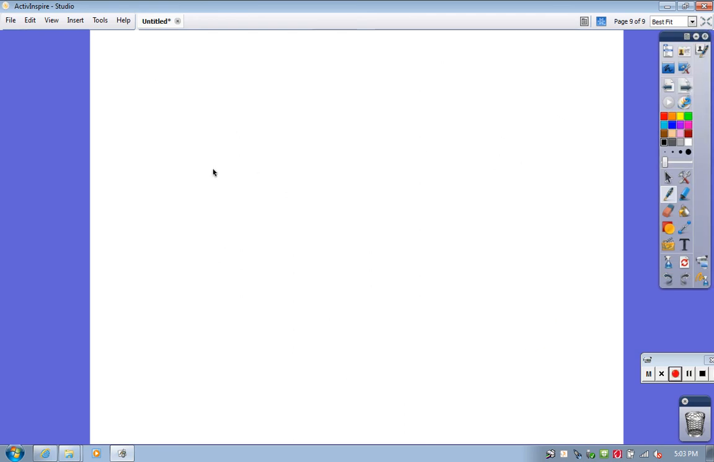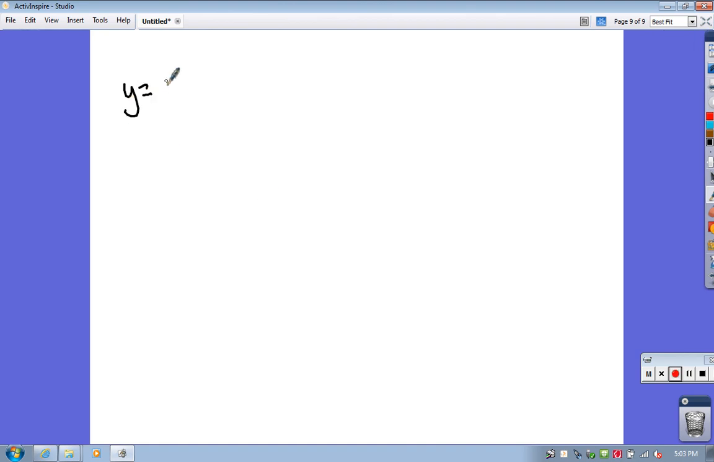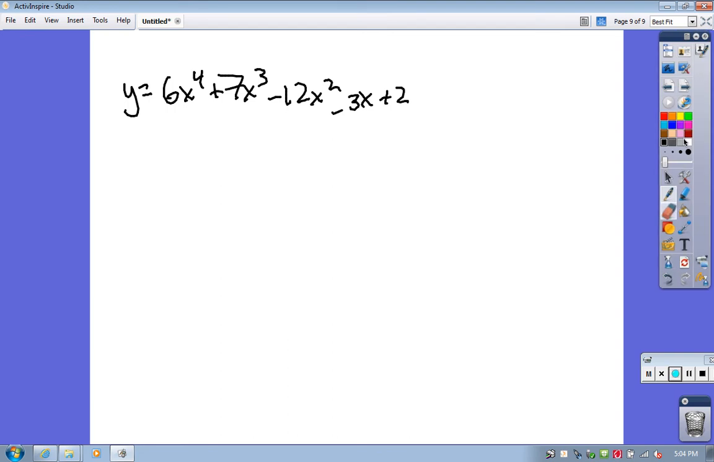Let me do one more like this, and then I'm going to have you do one. I want to find all the zeros of 6x to the 4th plus 7x cubed minus 12x squared minus 3x plus 2. Boy, I really drew that poorly. I'm sorry, I'll fix that minus sign.